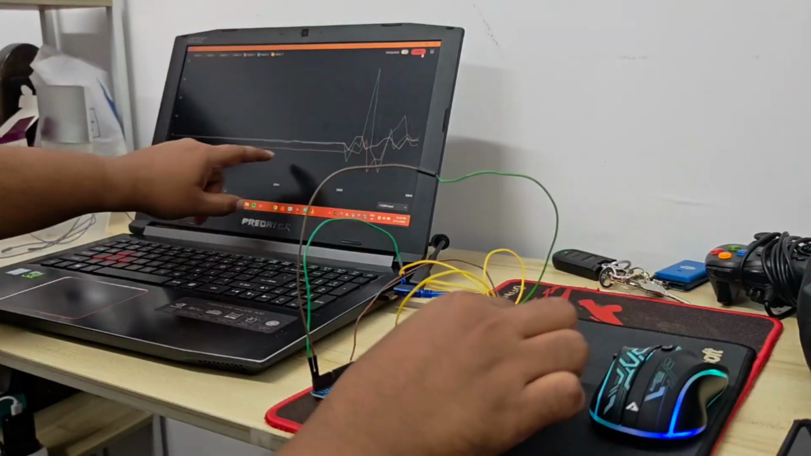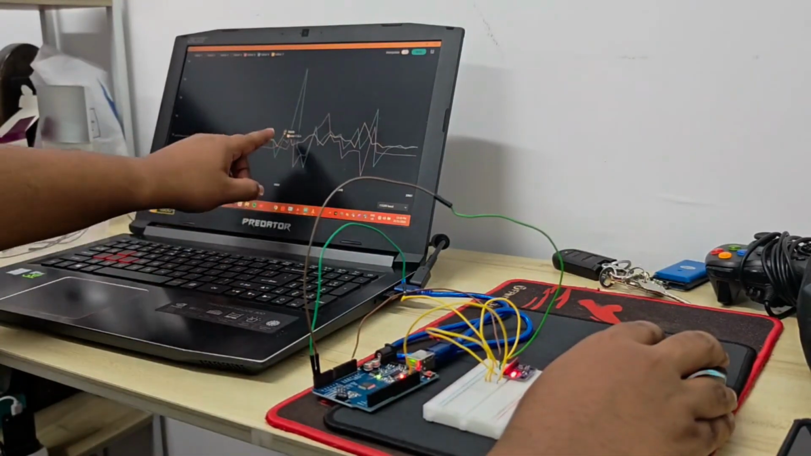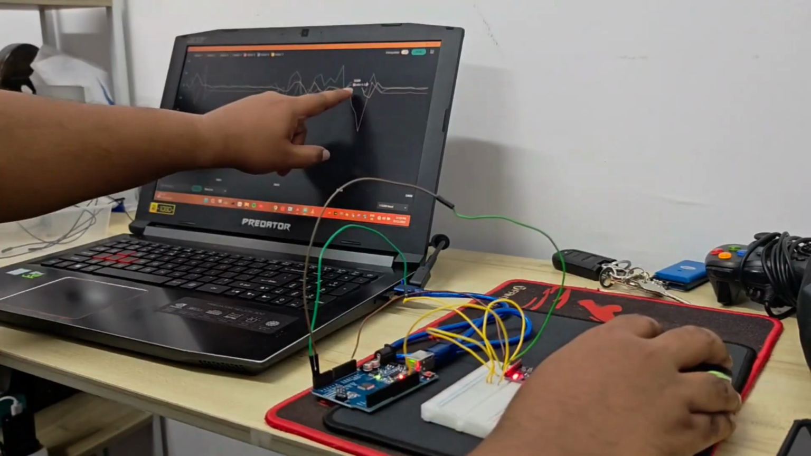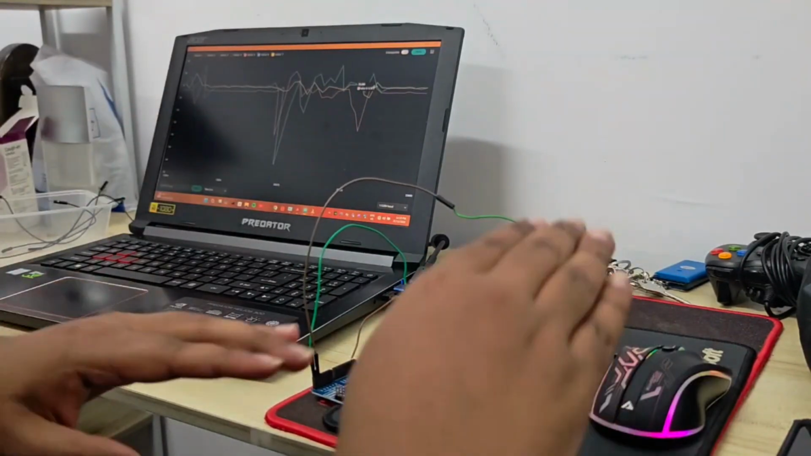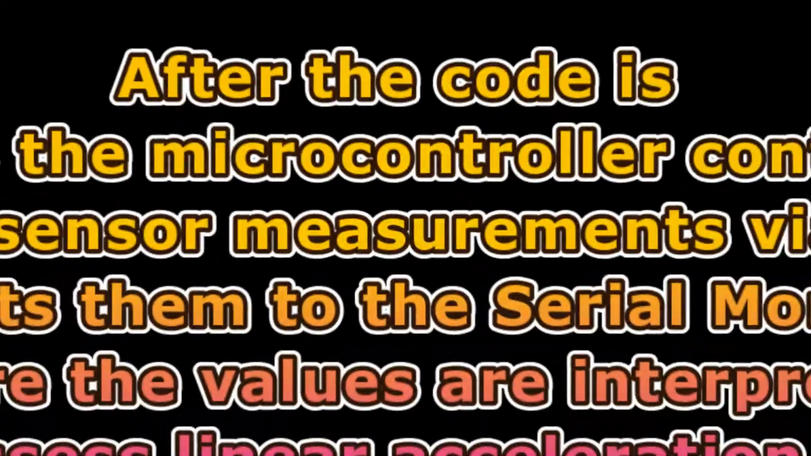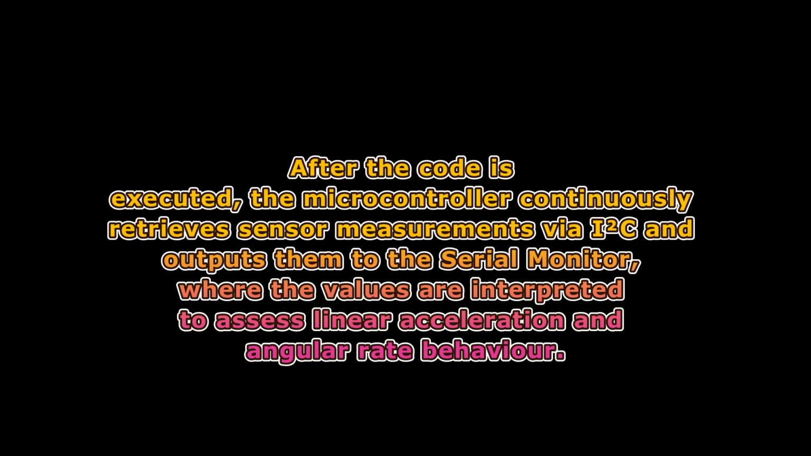When the Z goes up, it is because of gravity. When it is put down, it goes to the downside. When it is put back to the surface, it goes up and comes back to the normal form. That's all. After the code is executed, the microcontroller continuously retrieves sensor measurements via I2C and outputs them to the serial monitor, where the values are interpreted to assess linear acceleration and angular rate behavior.